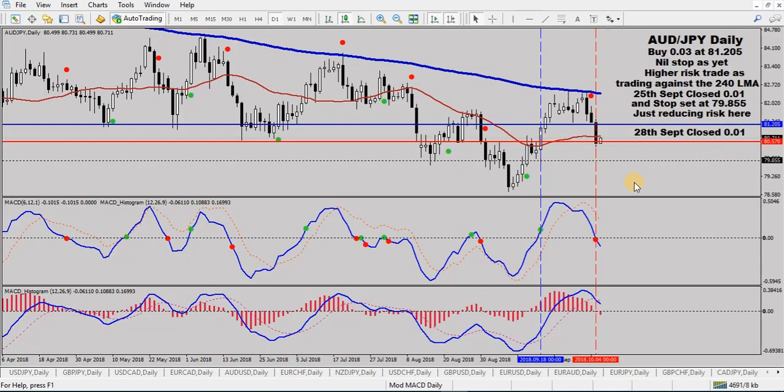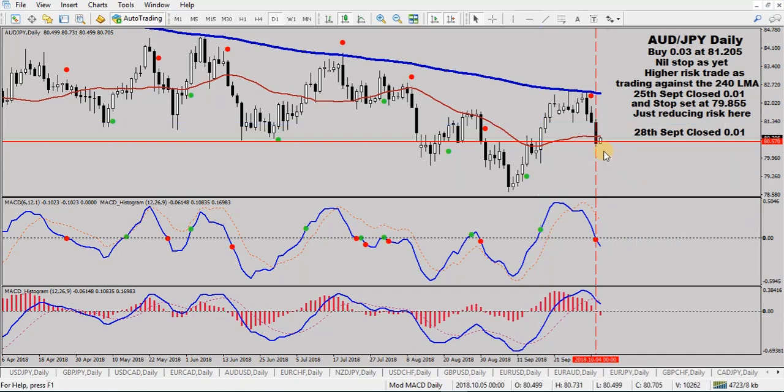Aussie yen. What have we done here? I'm doing a buy trade back here. My stop was down here. It already closed out 2/3. It's a high risk trade to buy into the 240. And this morning I closed out my remaining buy when I had a confirmed cross of the fast MACD. So that buy is no longer in play. Pretty sure that'd be a small overall profit.